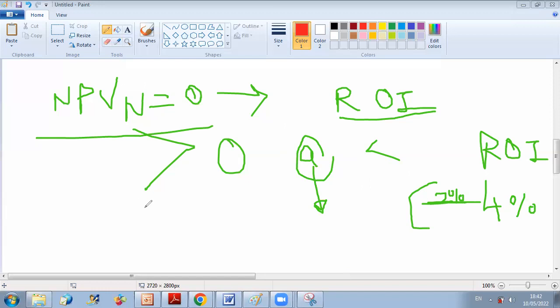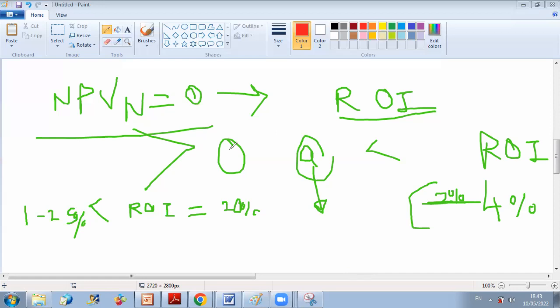On the other hand, if the ROI is big, let's say I have an ROI of 20%, for example. This is very good, because then for a discount rate smaller than 20, I will have a positive NPVn. So if I work with 1%, 2% or even a 5% discount rate, I am still very far from the ROI, and I am on the safe side. I will have an NPVn much larger than 0.